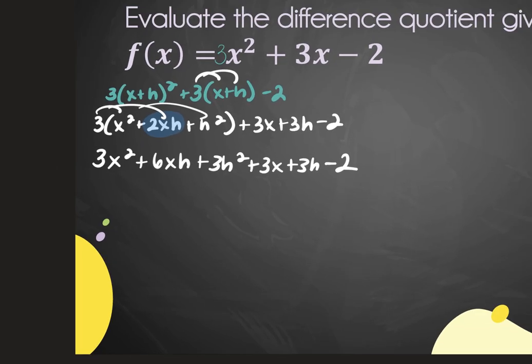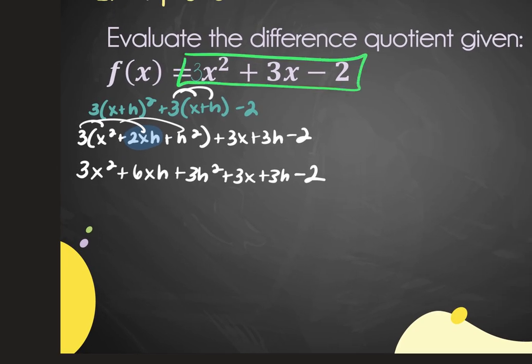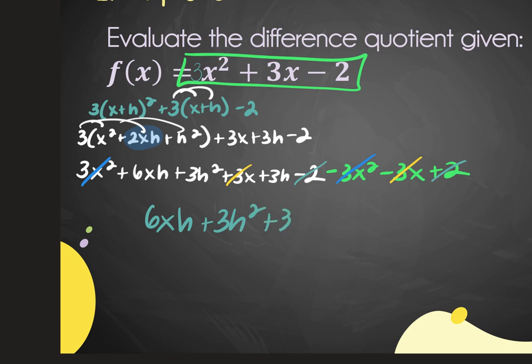Now the next part is to subtract this whole thing. Instead of using minus and parentheses, I'm just going to change the signs. So minus 3x squared minus 3x plus 2. Be careful with that because people will write the wrong signs. Now, 3x squared and negative 3x squared cancel out. I've got a positive 3x and a negative 3x, and a negative 2 and a positive 2. The only things left have an h: 6xh plus 3h squared plus 3h, and it all goes over h. Then I cancel out, and I get 6x plus 3h plus 3.